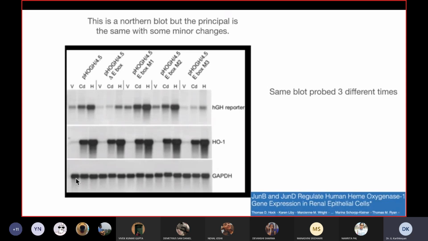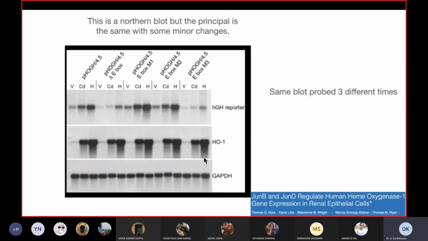And this bottom one here is a loading control to prove that there's an equal amount of RNA in each gel. So this is actually one RNA blot, one northern blot that I probed 3 different times. I probed it with this reporter, I probed it with this gene, the HO1 gene, and I probed it with this probe, the GAPDH probe. Here's the HO1 probe, and here's the HGH reporter probe.